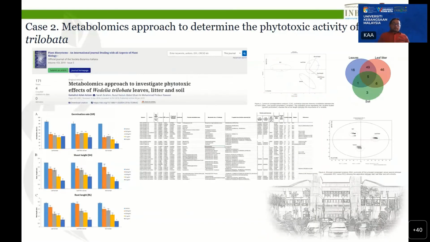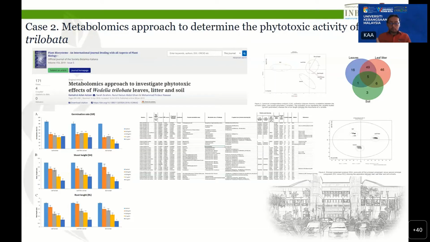Now, from there, we move on to the metabolomics analysis of these leaf, litters, and soil. So in this study, we compare the metabolite profile from the leaf litter, and also from the soil where this plant grows. So again, in this study, we use LCMS to capture both primary and also secondary metabolites.